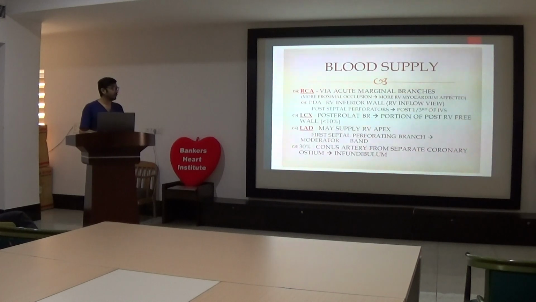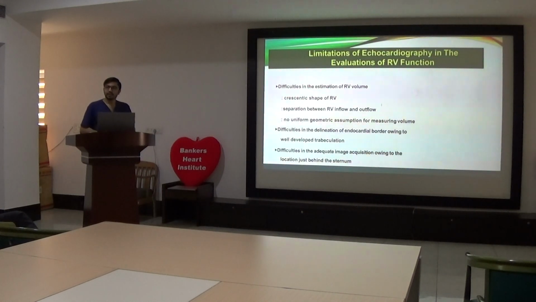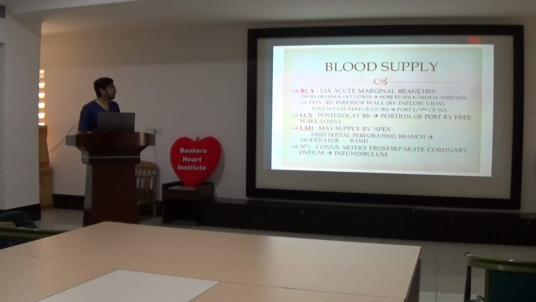So all these things make it difficult to estimate the RV. Basically, the RV is supplied by the right coronary artery, and only the moderator band and septal part are supplied by the left coronary artery.